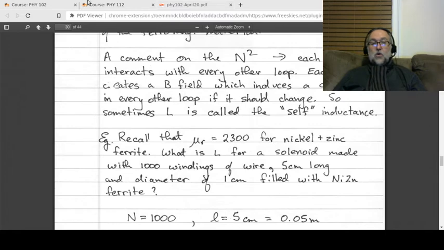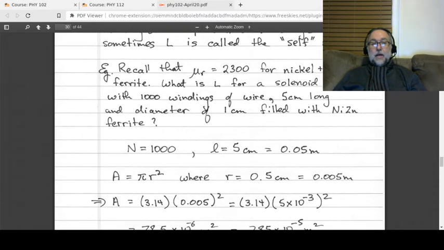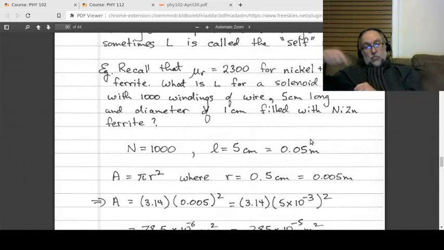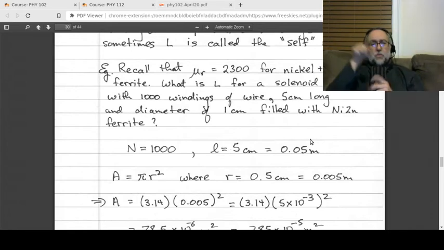Okay, so let's go through it. I tell you that there are 1,000 windings, so capital N, the number of windings, is 1,000. I tell you that the length of the solenoid is 5 centimeters, so L is 0.05 meters. You can make square solenoids, where every time you make a loop, you make a square loop like that. But in this case, we have round loops.